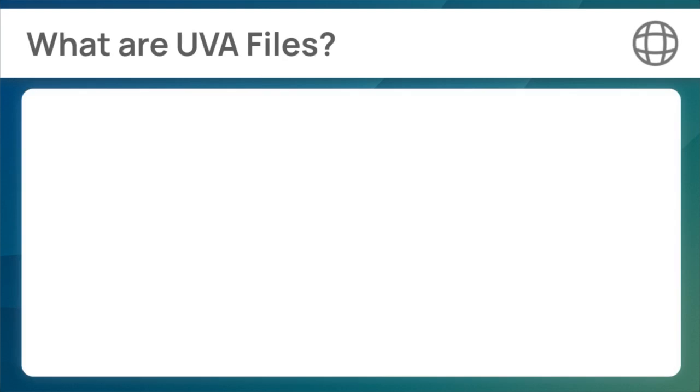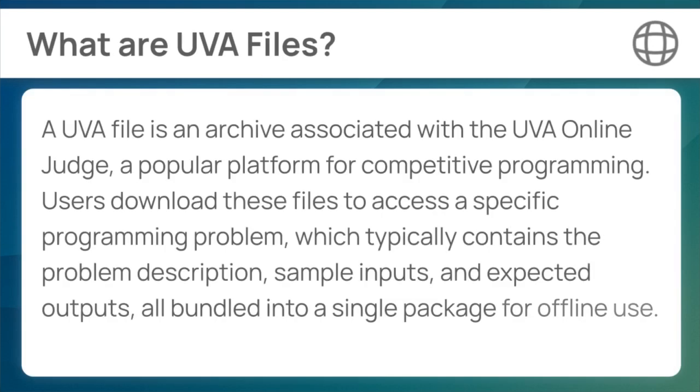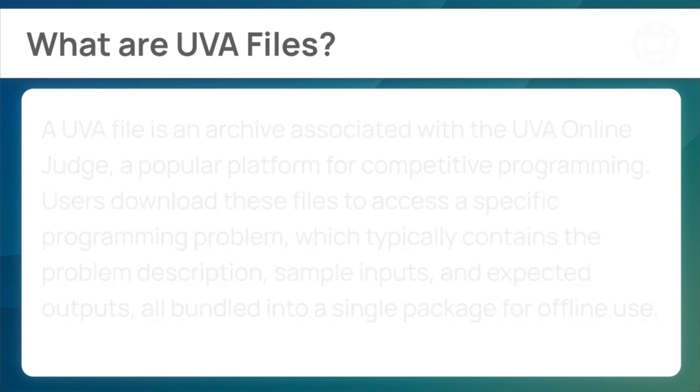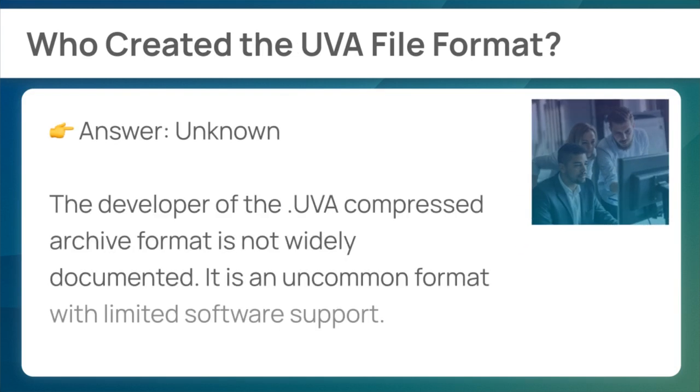A UVA file is an archive associated with the UVA Online Judge, a popular platform for competitive programming. Users download these files to access a specific programming problem, which typically contains the problem description, sample inputs, and expected outputs, all bundled into a single package for offline use.